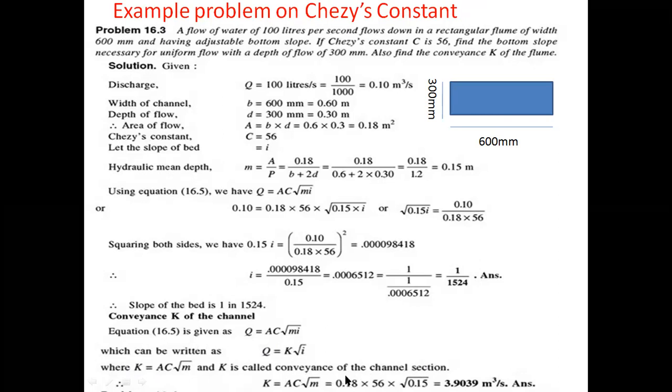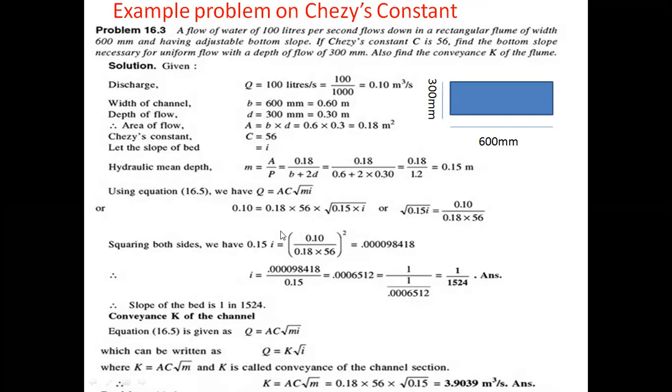K equals the area value, 0.18. Here the C value is already given, the Chezy constant 56, into root of the m value, 0.15, the hydraulic mean depth. Finally, the conveyance K value comes to 3.9039 cubic meters per second.